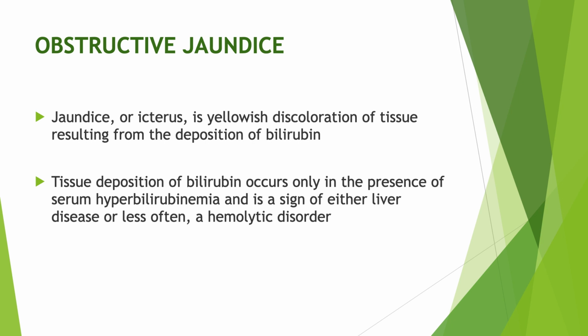So, jaundice or icterus is a yellowish discoloration of tissue resulting from the deposition of bilirubin. Tissue deposition of bilirubin occurs only in the presence of serum hyperbilirubinemia and is a sign of either liver disease or less often a hemolytic disorder.